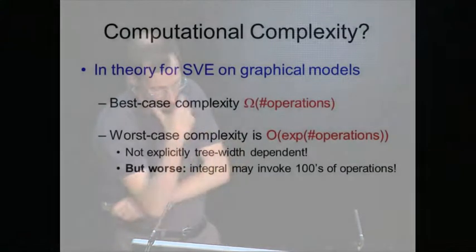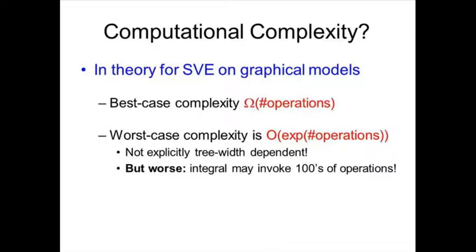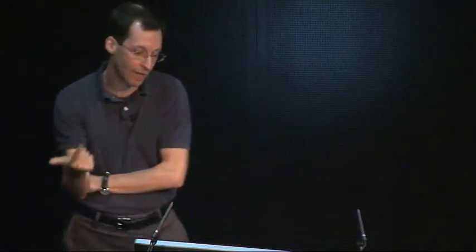The question is, how do you bound the number of operations and the number of variables? And I want to point out that it's not explicitly tree-width dependent. It's much worse. So the integral itself, you'll recall, involves plus and times and max, just for the bounds and the substitutions. So the integral itself may involve hundreds of operations or exponential in that. So it seems really quite bad. It seems like we wouldn't ever be able to do this in practice. This exponential blows up way too quickly, okay?